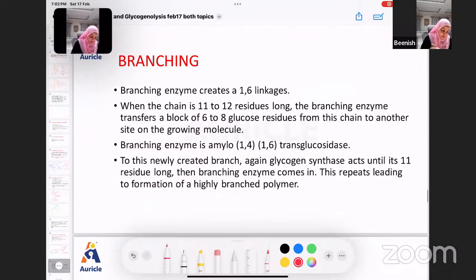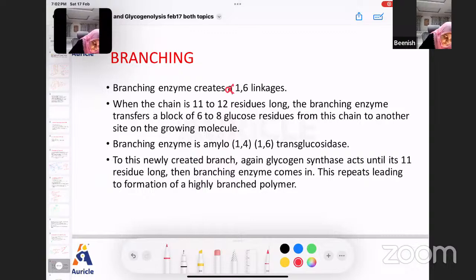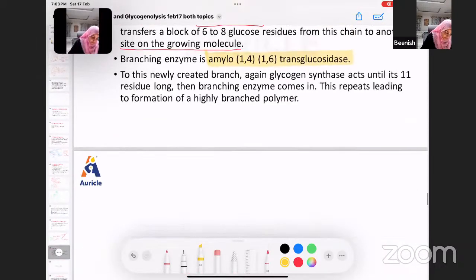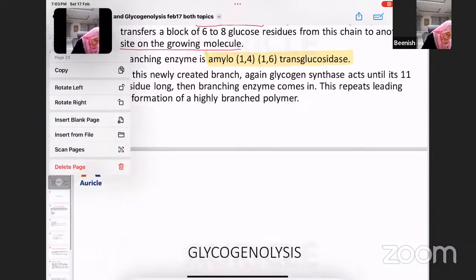Now comes the branching. Branching enzyme creates alpha 1,6 linkages. When the chain is 11 to 12 residues long, the branching enzyme transfers a block of 6 to 8 residues from this chain to another site on the growing molecule. This is the name of the branching enzyme. What is this? Amylo alpha 1,4,1,6 transglucosidase. Now again I'll write and show you what it says.